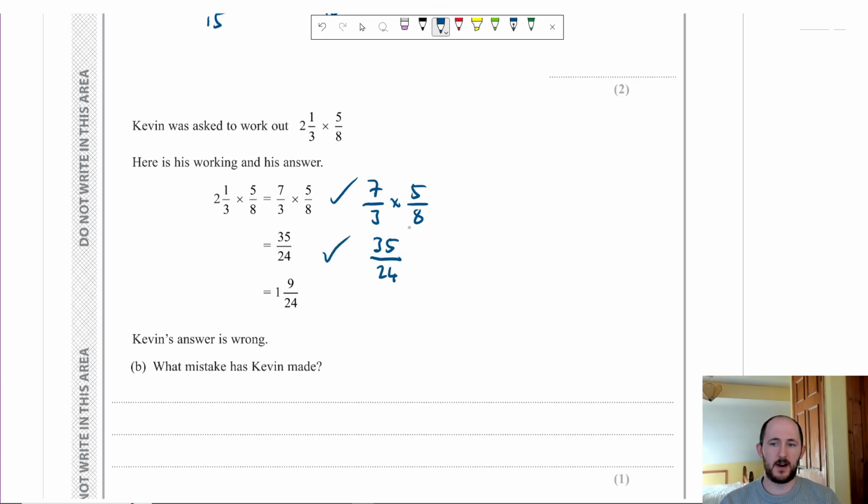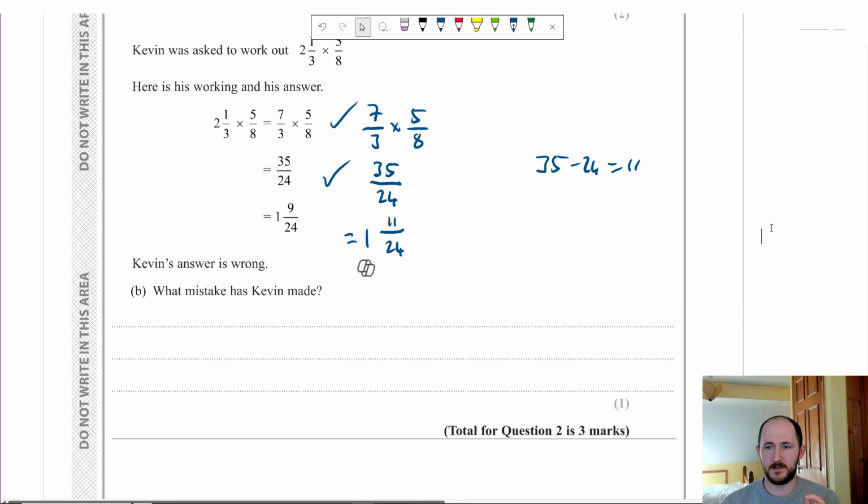So again, that's correct. So if I turn this into a mixed number, 24 goes into 35 once, right? Because 24, then it'd be 48. And then what's the remainder? Well, 35 minus 24 is 11. So it should be 11 over 24. So simply put, it should be 11 over 24 instead of 9 over 24. That's the mistake he made. And again, that's probably the best process, the guaranteed way of working out what mistakes people have made.